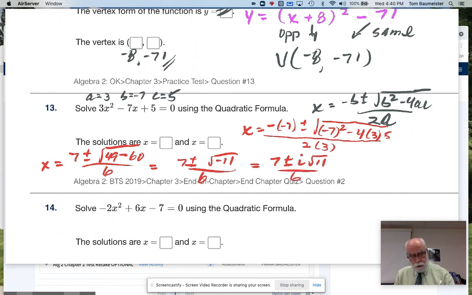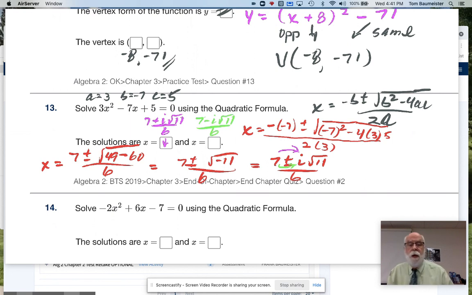Now, on this one here, what they want is, again, if you follow the top path, we'll have 7 plus i root 11 over 6. That's where you should put that one there. And then the other one is 7. If I follow the bottom path, I'll be 7 minus i root 11 over 6.